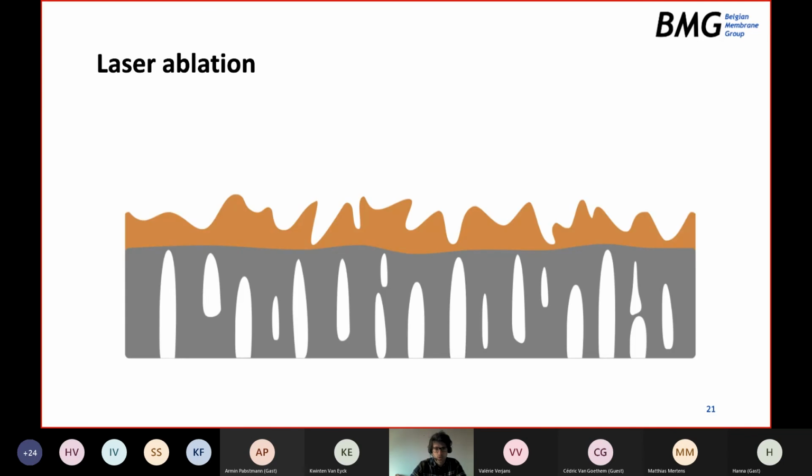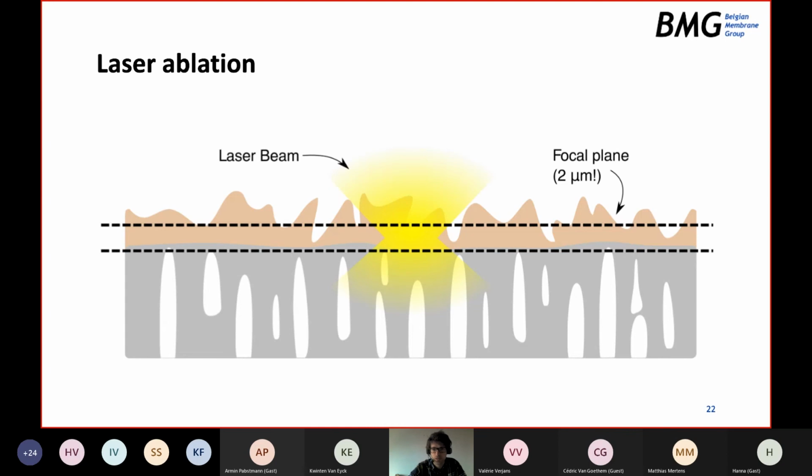So the laser ablation relies on a very small focal plane. So if this is your membrane, it's a schematic, of course. The active layer is a bit exaggerated here, but basically what you need is a very small focal plane, which is only 2 micrometers high. So above and below this zone, the laser beam is not focused enough, does not contain enough energy per surface area to create plasma. So then the membrane is not ablated.